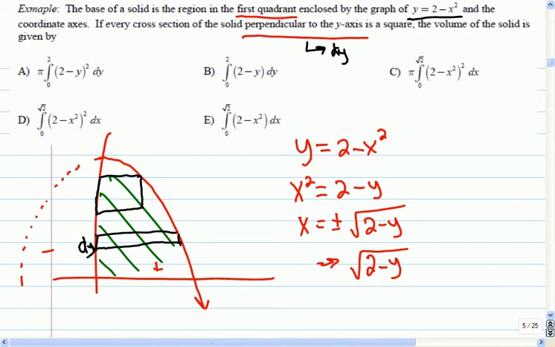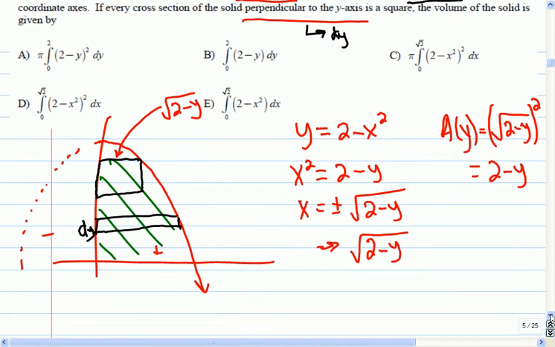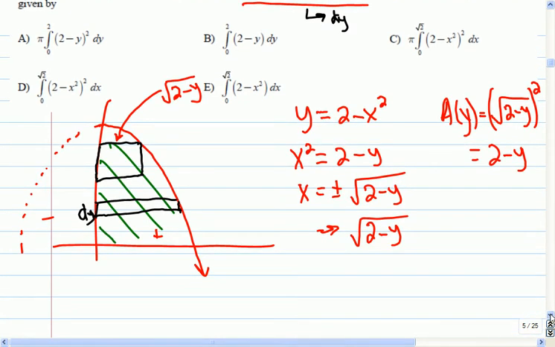Okay? So the square now, the problem is the same as before. The length of this piece is the square root of 2 minus y. My area function is in y, and it's going to be root 2 minus y all squared. So that's not bad, it just becomes 2 minus y. Okay, so the tricky part here was to recognize that you're going with respect to y, so you have to rearrange your equation.